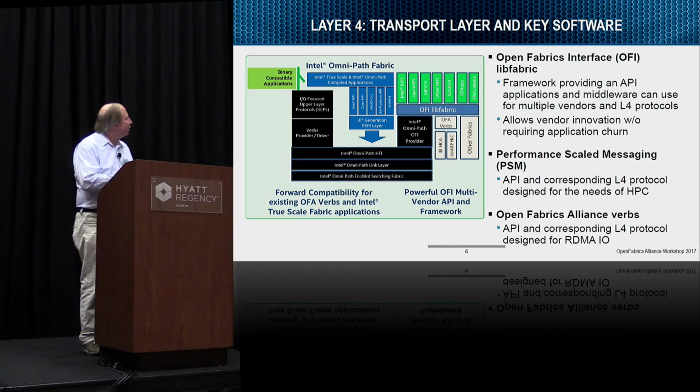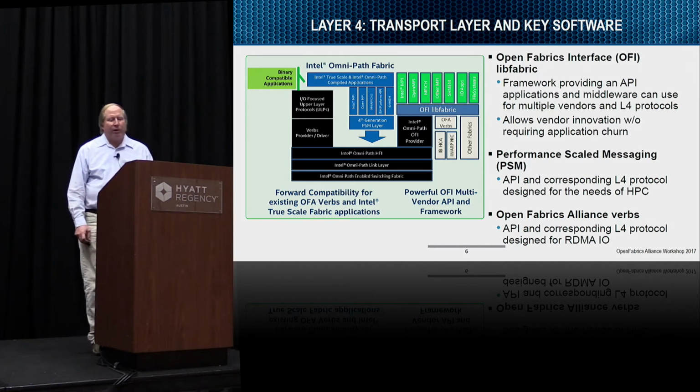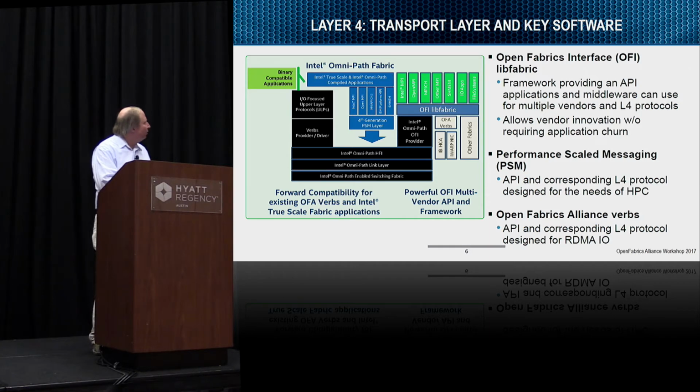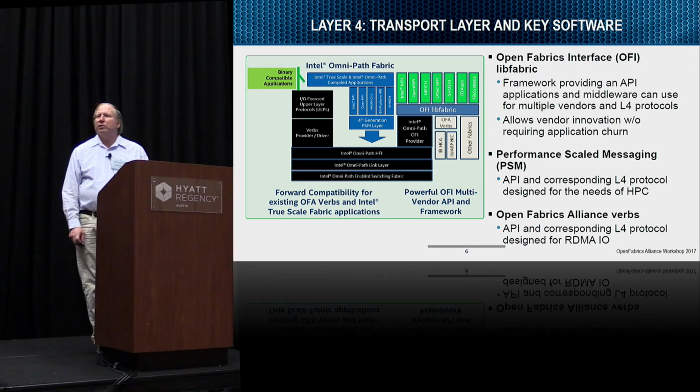We continue to support the Performance Scaled Messaging API. That's part of OpenFabrics and was upstreamed about 7 or 8 years ago. And that's an API that was developed with a special focus around the needs of HPC and scalability and efficiency for high-end HPC applications. And then, of course, we also fully support the OpenFabrics verbs APIs and the ULPs that run on top of that, such as IP over IB and many others.